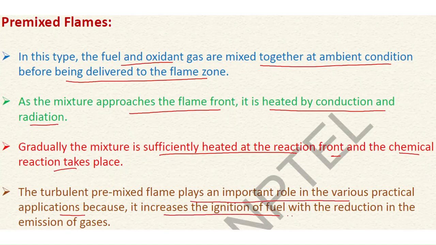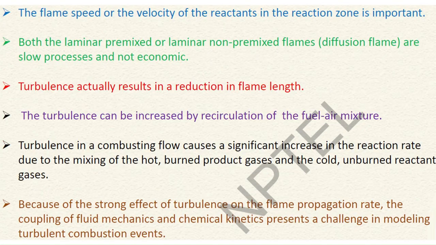The turbulent premixed flame plays an important role in various practical applications. It increases the ignition of the fuel with a reduction in the emission of gases. The flame speed, or the velocity of the reactants in the reaction zone, is important. Both laminar premixed and laminar non-premixed flames are slow processes and non-economical.